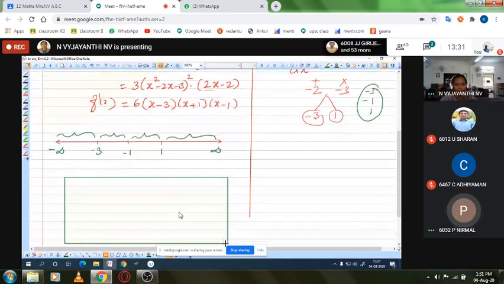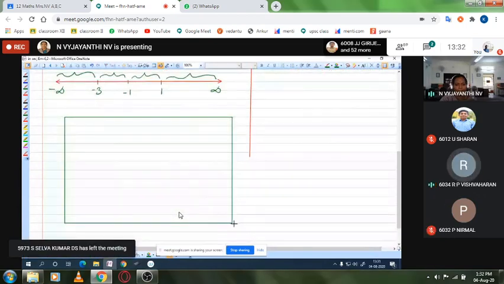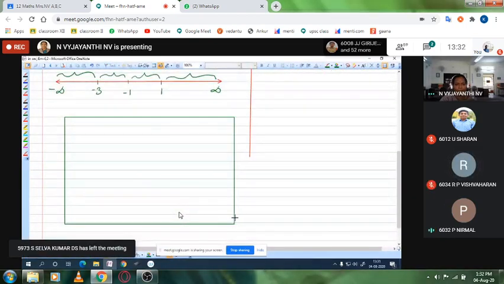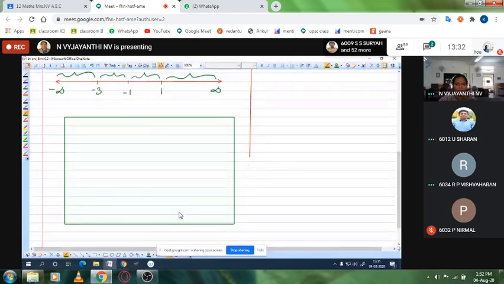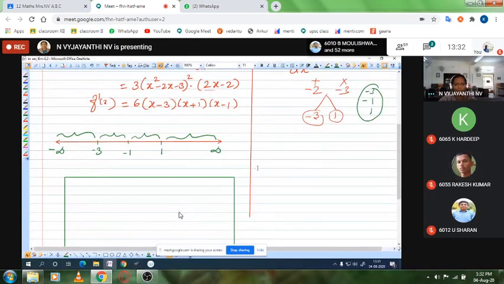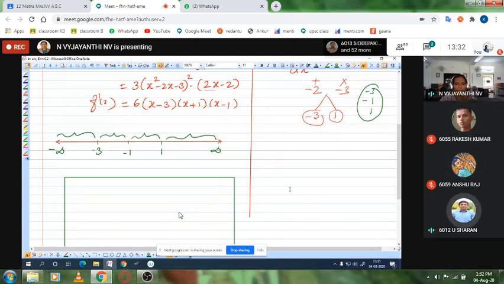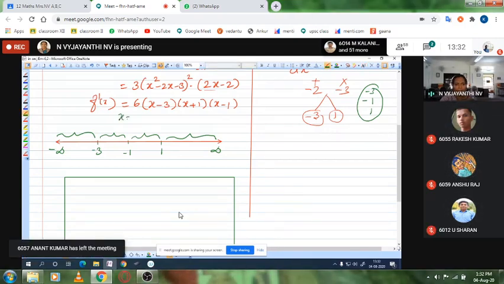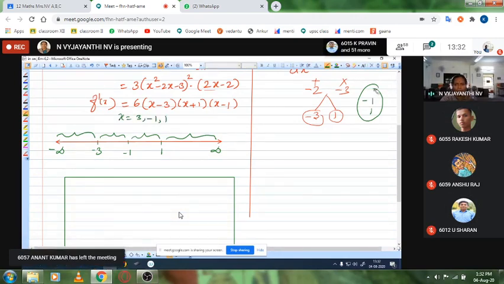The solution will be 3, not minus 3. The critical points will be minus 1, 1 and 3, not minus 3. So x is equal to 3, minus 1, plus 1, isn't it? So it is plus 3, this is not minus 3.